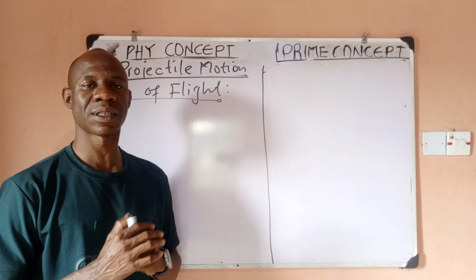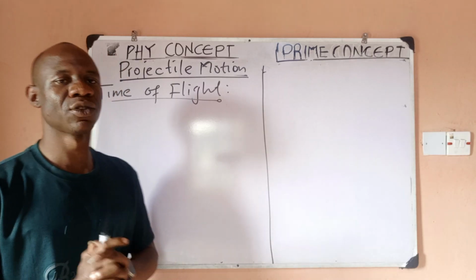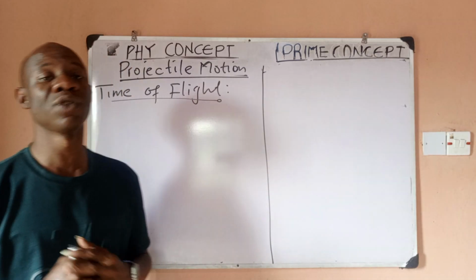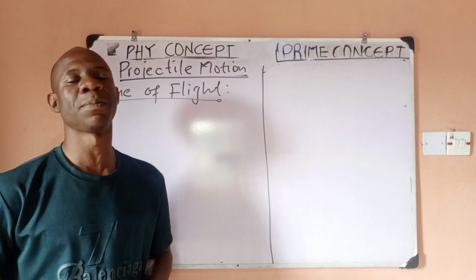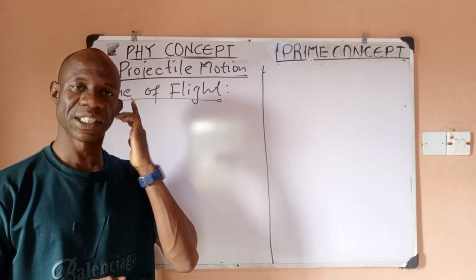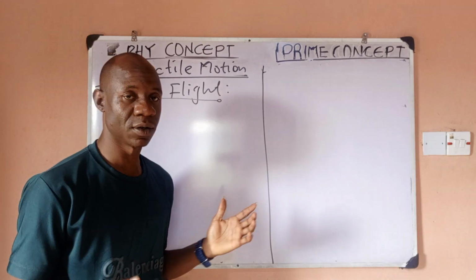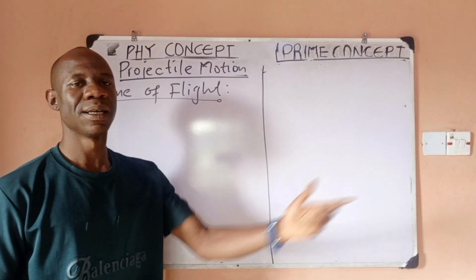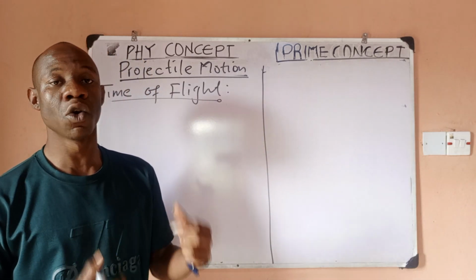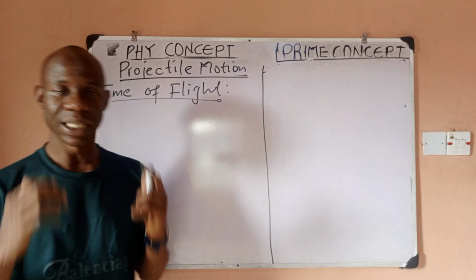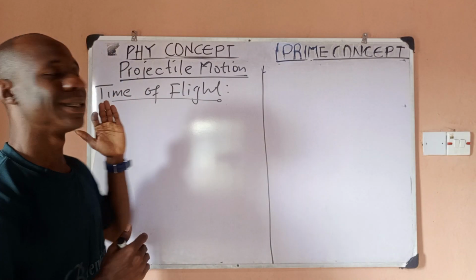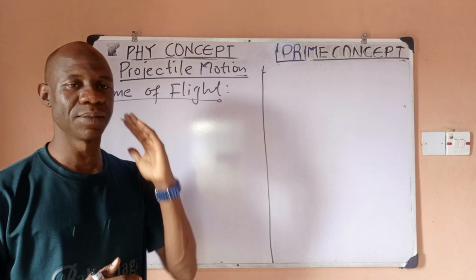In that introduction, we explained what projectile motion is. We said it's the motion of an object that follows a parabolic path, right? Yes, and we gave several examples. When you kick a ball, it follows a parabolic path. When you release water from a hose, it follows a parabolic path. These are examples. In this video, we want to consider the terminologies that are used in describing projectile motion.